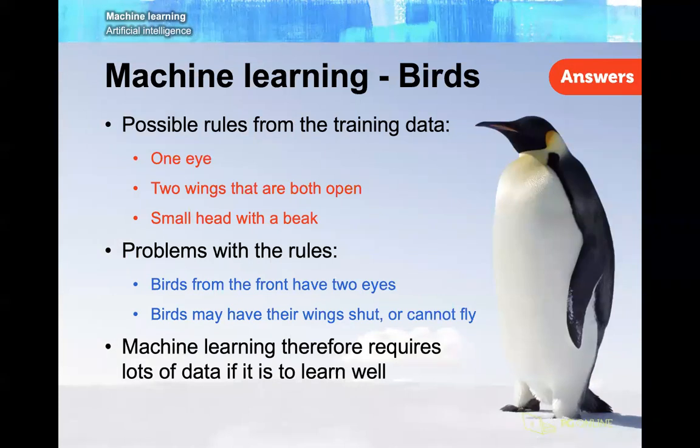So we've already gone through training data. That's just the information you put in at the start. So 1 eye, 2 wings that are both open, and small head with a beak. These are just possible rules for the training data. Problems with the rules are birds from the front have 2 eyes, and birds may have their wings shut or cannot fly. Machine learning therefore requires lots of data if it's to learn well.